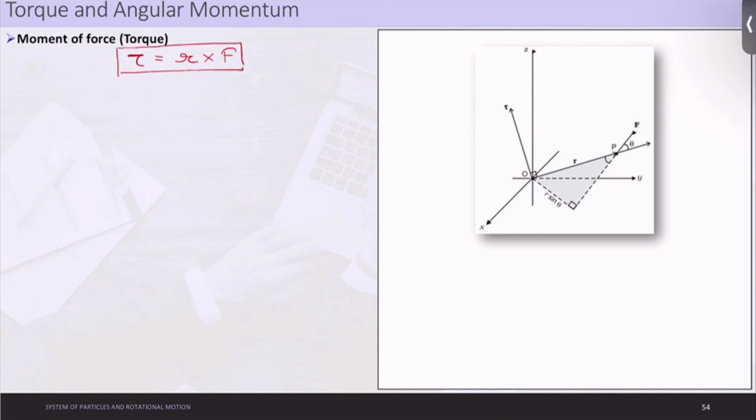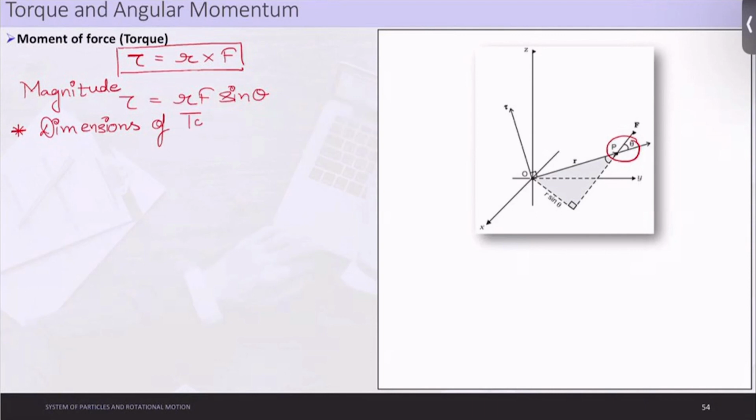Fine. What is its magnitude? The magnitude of this, tau, is equal to RF sin theta, where theta is the angle between R and F. So that is all explained to you. Now, next thing is, what are the dimensions of torque?